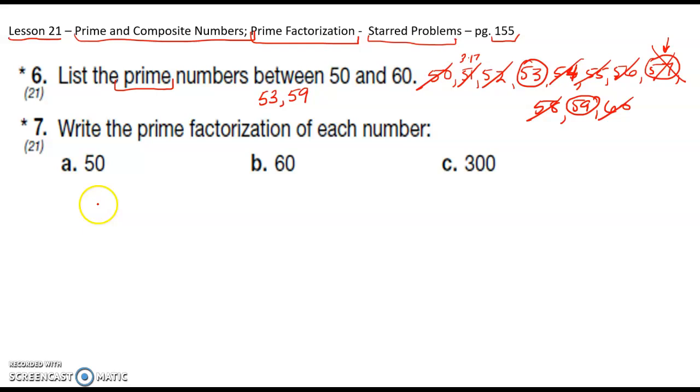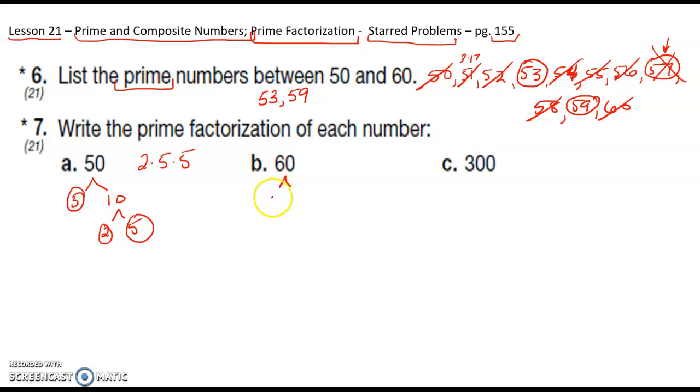My preferred method is the factor tree because you don't have to start dividing by primes. You can start with whatever factors you want and just keep going until you're done. You can use whatever method you want to use. So let's see, 50 is 5 times 10. 5 is prime. 10 is not. 2 and 5. So it's 2 times 5 times 5.